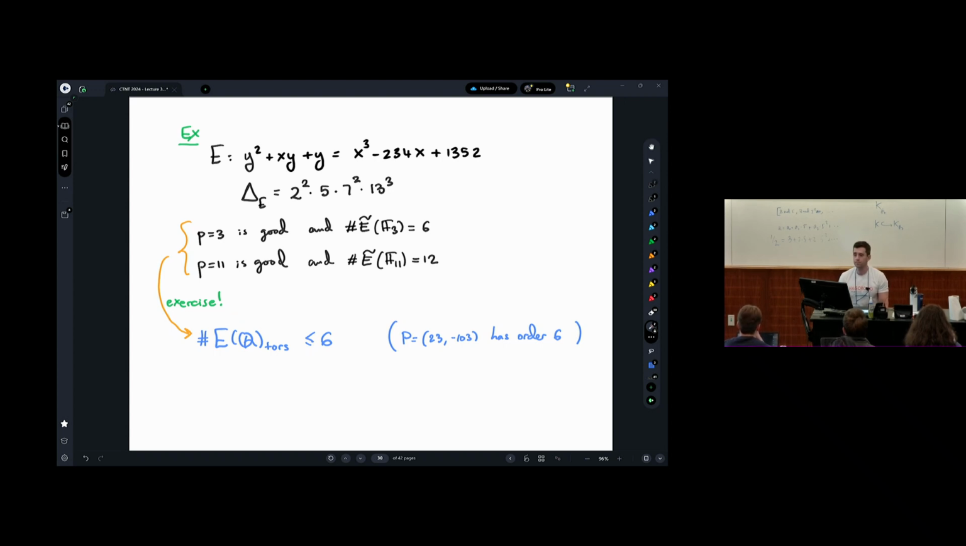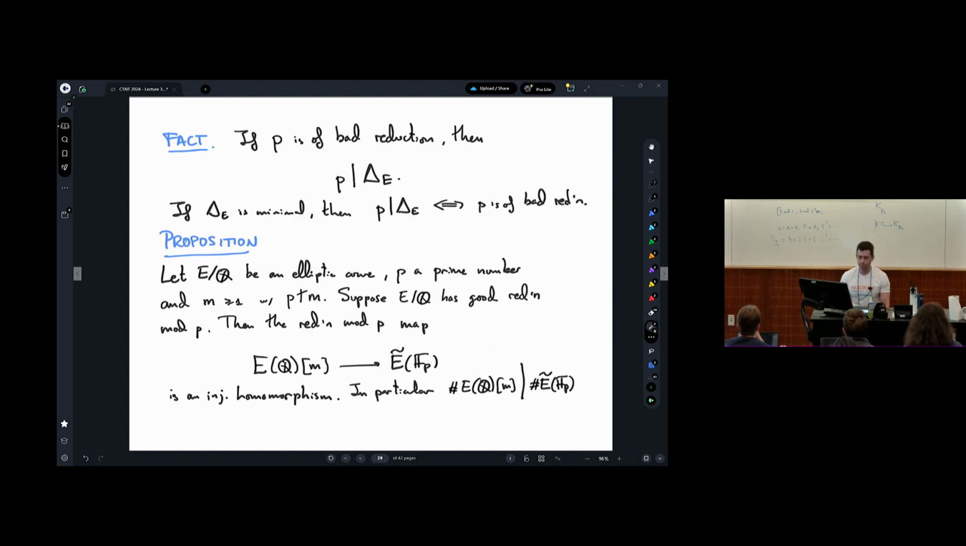Yeah. Sorry, can you go back a slide? So the reduction mod P is an injective homomorphism from the points on the elliptic curve of m-torsion. So those are points of order dividing m.